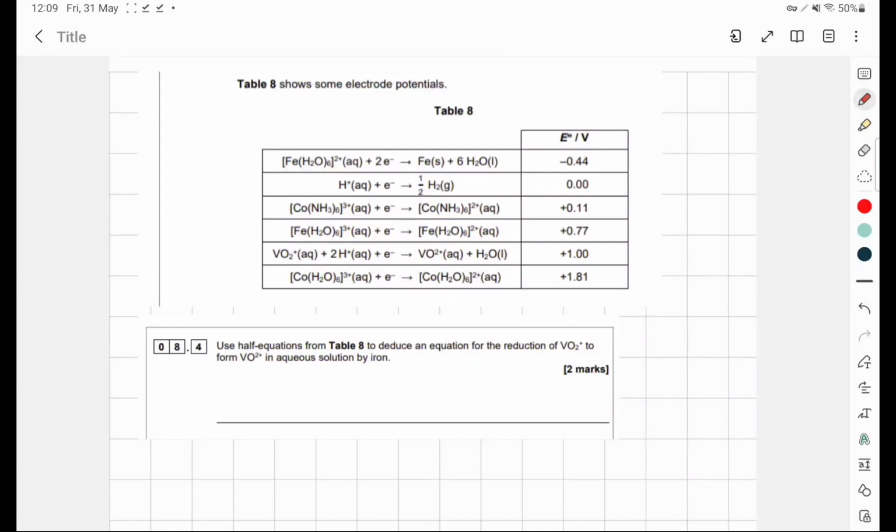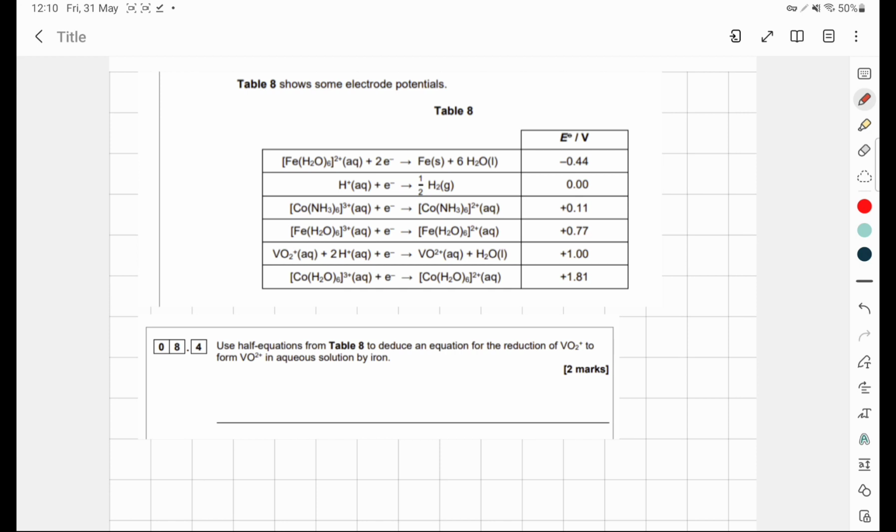Hello, in this video I will be going through the answer to question 8.4 from November 2021, paper 1. A student emailed me asking me to explain the answer because even while looking at the mark scheme, they still didn't understand how to get to the correct answer. Whenever you're looking at a question like this one where you have to use an electrochemical series to construct a complete equation, you have to follow a basic set of rules.